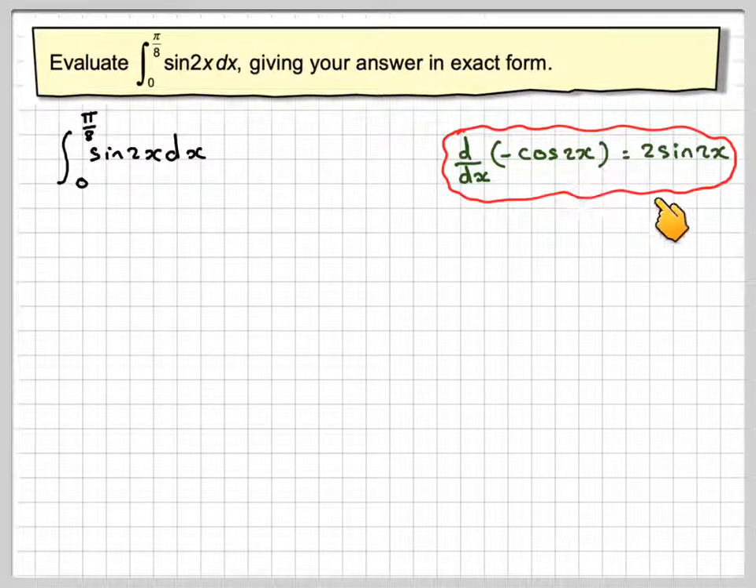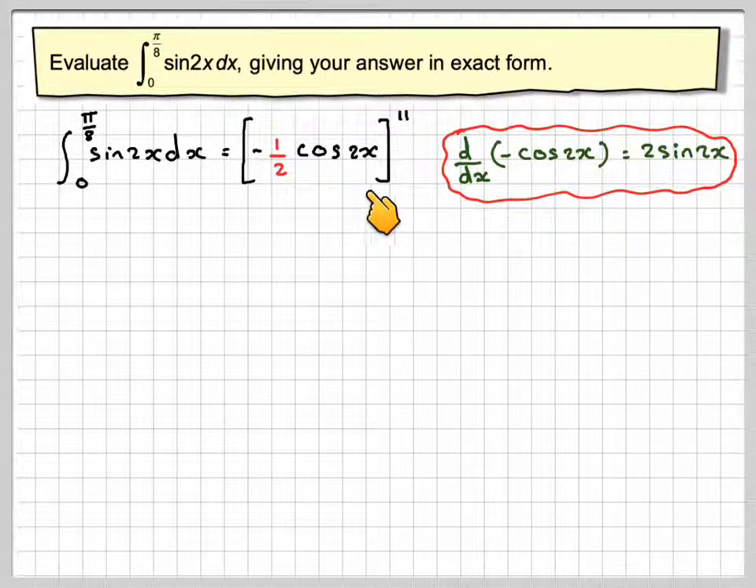So if we integrate this, we need to put minus a half in front of cos 2x. Let's just think, if we differentiate this, that 2 will come out in front and cancel it down. The minus will go and it will become sine 2x.